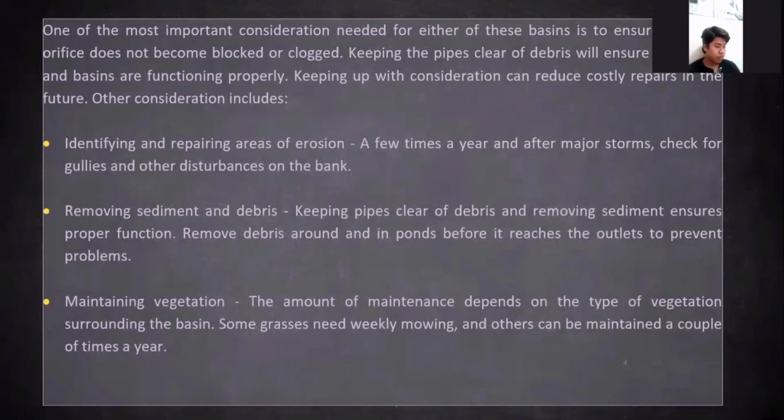And last, maintaining vegetation. The amount of maintenance depends on the type of vegetation surrounding the basin. Some grasses need weekly mowing and others can be maintained a couple of times a year.